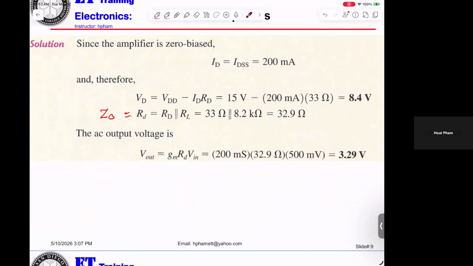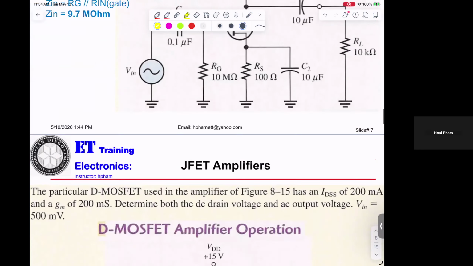AC output voltage Vout equals GM times RD, that means the gain, times Vin. You get 3.29 volt.